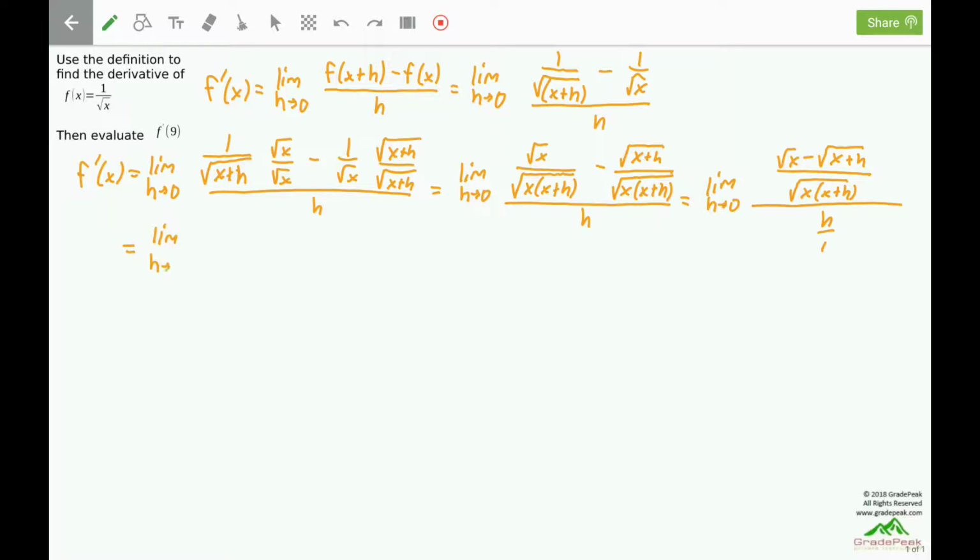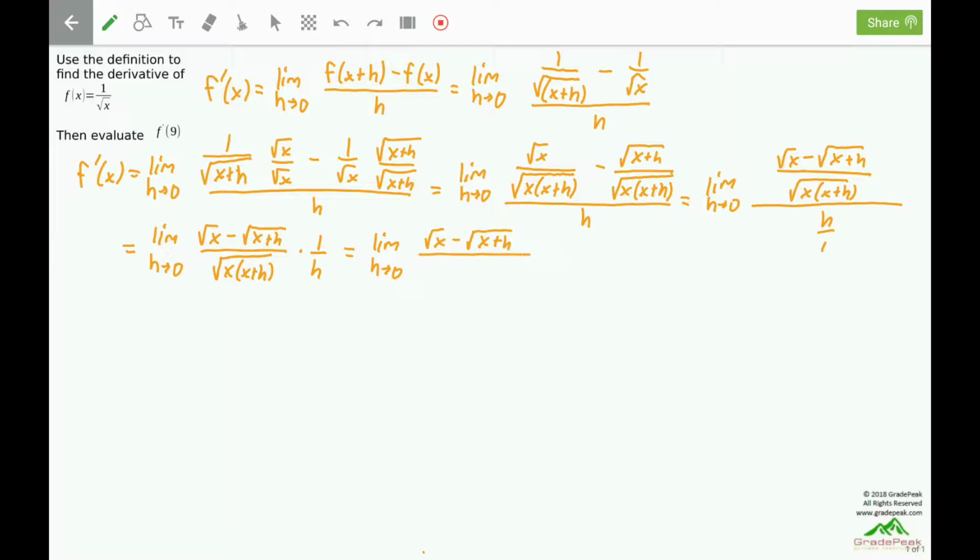And that will give us the limit as h goes to 0 of root x minus the root of x plus h divided by root of x times x plus h. All of this is going to be multiplied by the reciprocal, which is 1 over h. We can now multiply those, the numerators, root x minus root of x plus h times a 1. Doesn't change it.